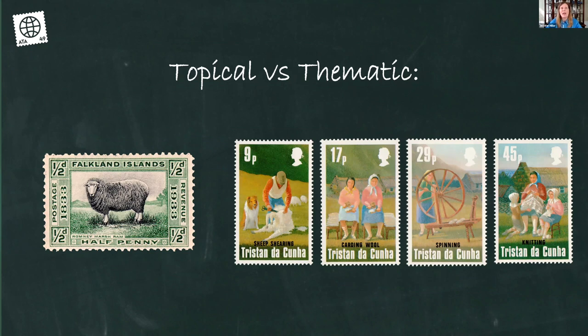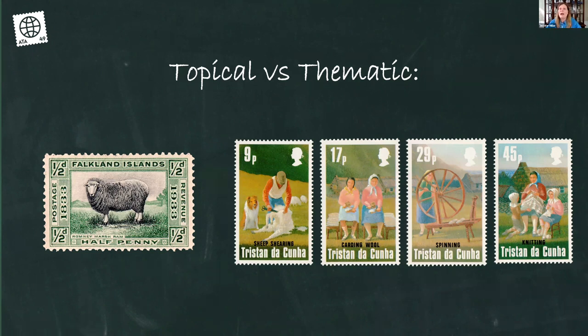How is thematic different from topical? Well, topical stamps all depict the topic. For example, my topic is sheep. So this stamp right here has a sheep on it. That is a topical stamp.